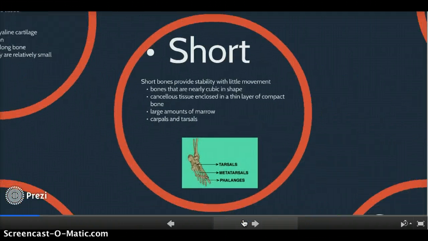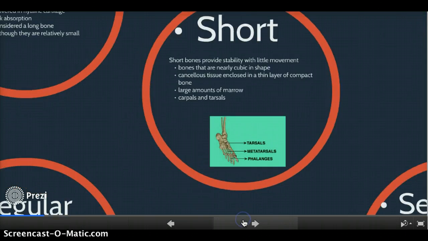Short bones are bones that provide stability with little movement. Bones that are nearly cubic in shape. They're mostly cancellous tissue enclosed in a thin layer of compact bone. They have large amounts of marrow, relatively. And the carpals and tarsals are examples.